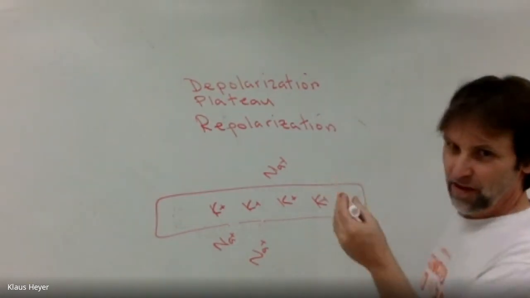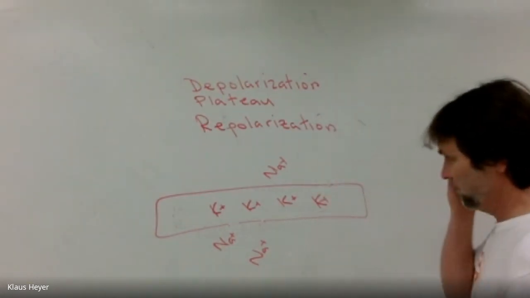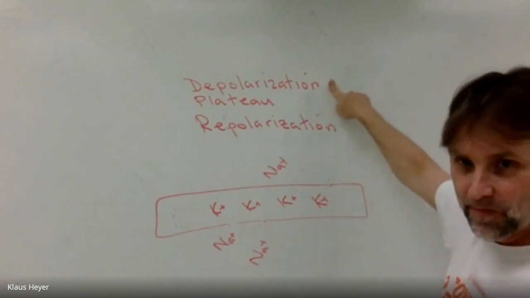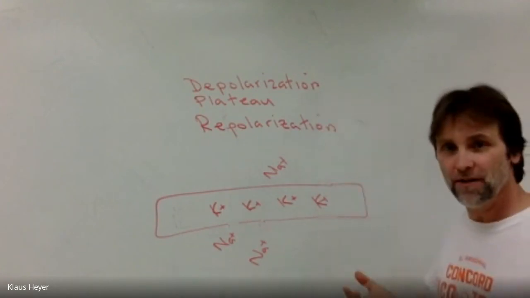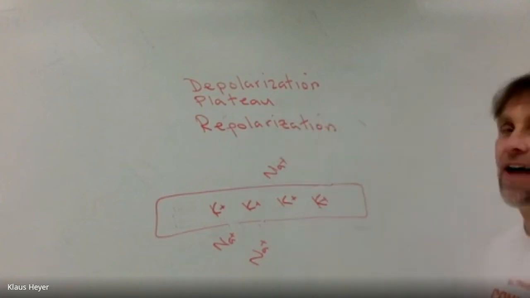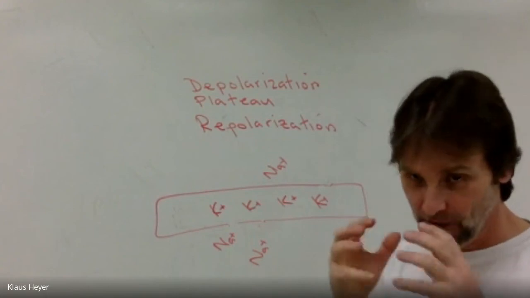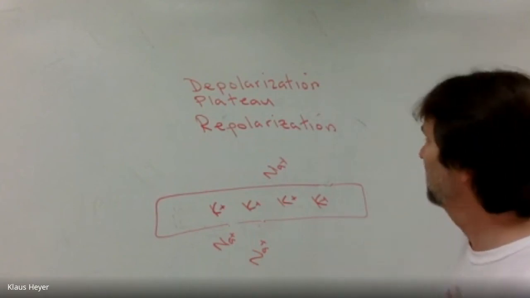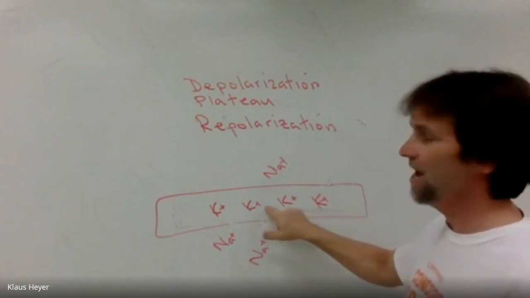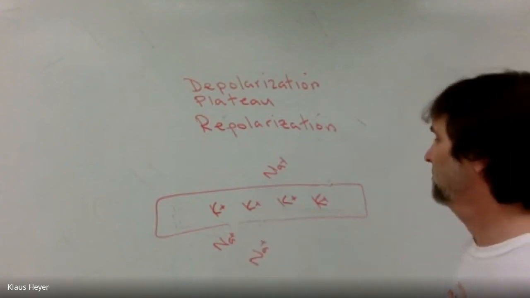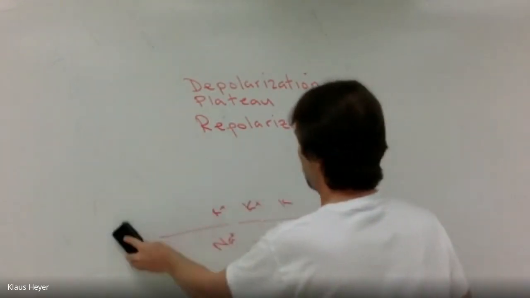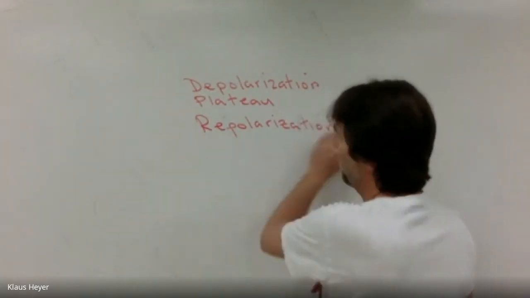So we've got 3 stages to this. I've got the slide when I turn the projector back on. The depolarization, sodium rushes in. The plateau stage, calcium trickles in. Hold that contraction. Repolarization, the potassium all leaves. It's repolarized. I've got this whole process in another video.